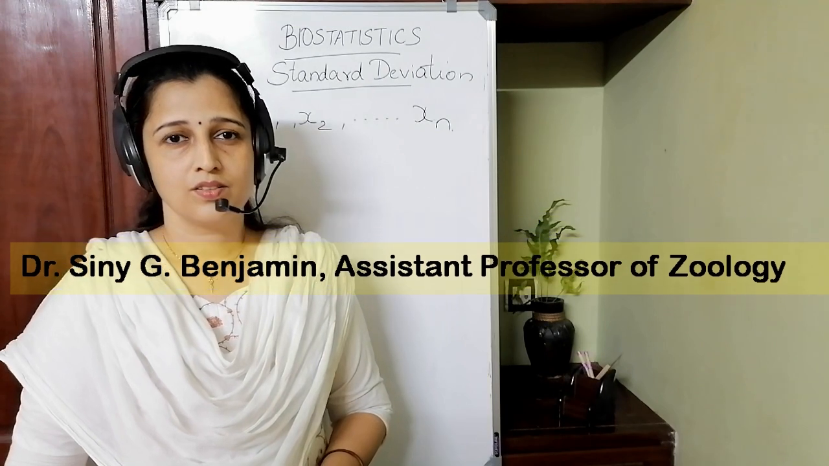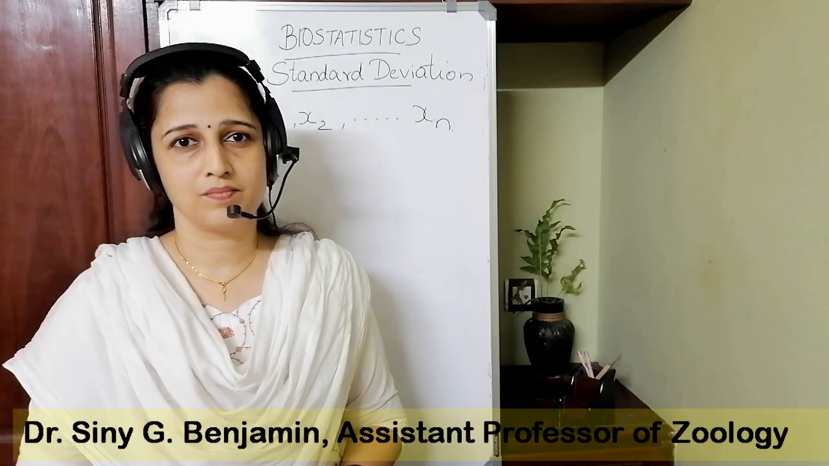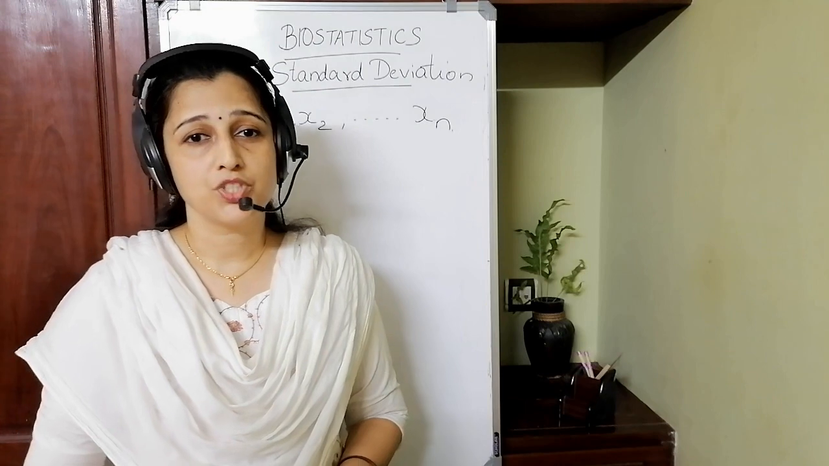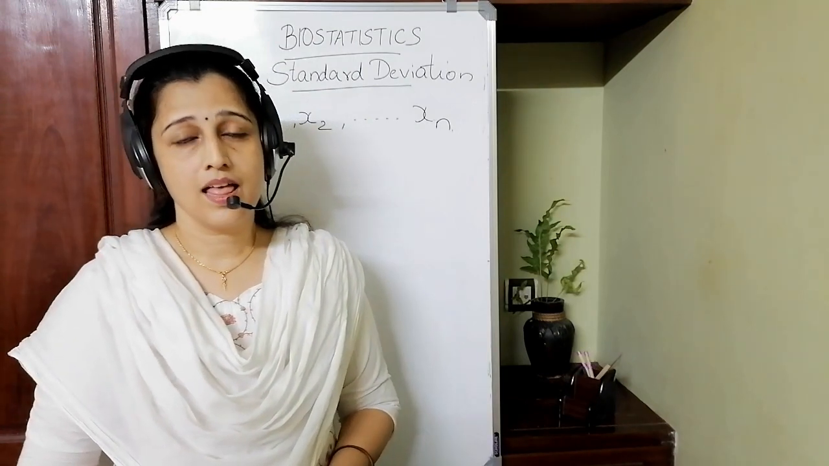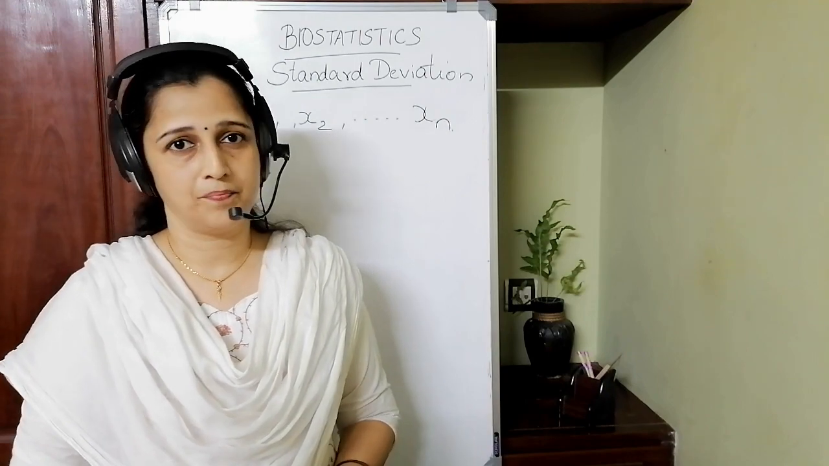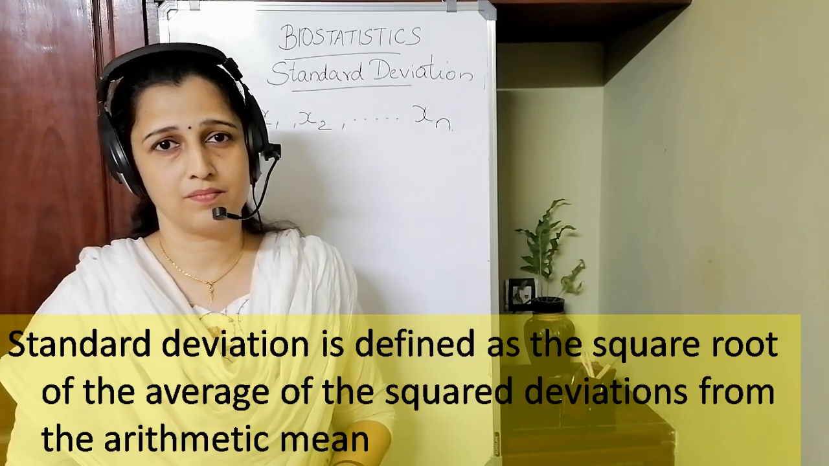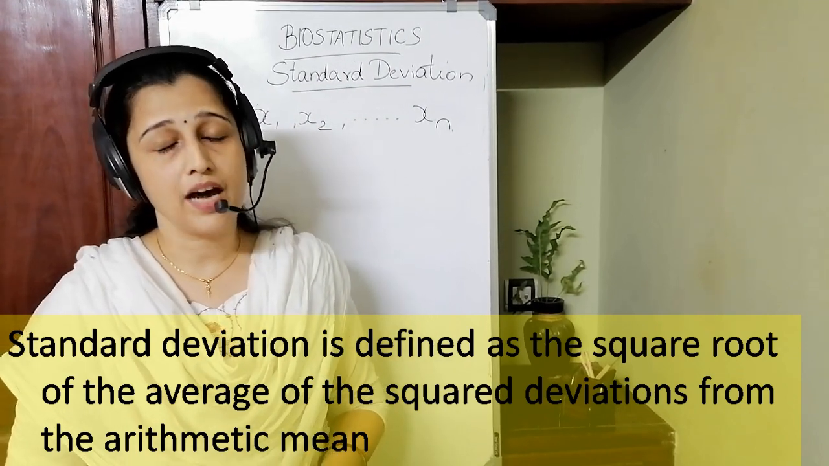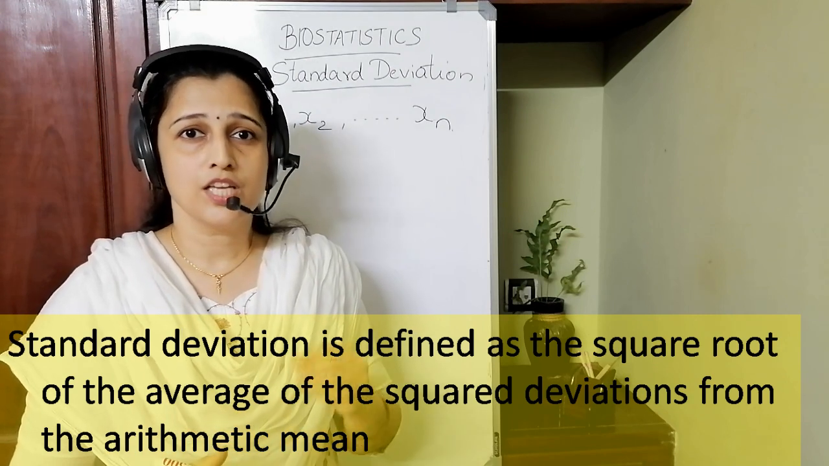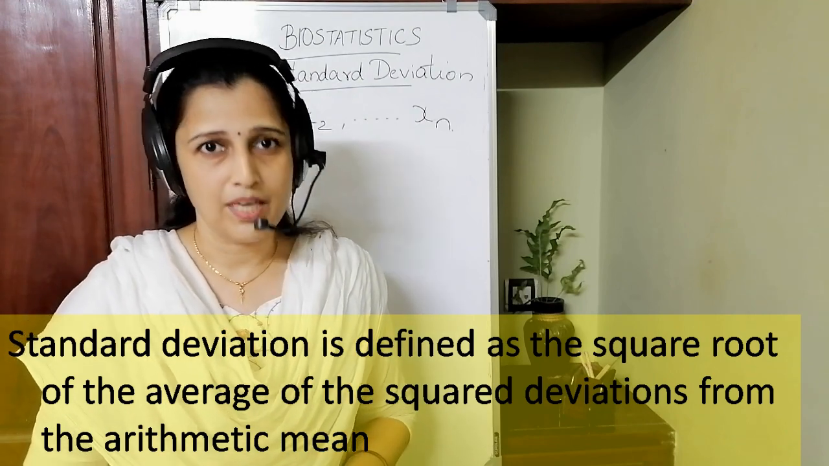Welcome all to the next tutorial in biostatistics about standard deviation. Standard deviation is one of the most important measures of dispersion that is widely used in biological data. Let's see the definition of standard deviation. Standard deviation is defined as the square root of the average of the squared deviations from the arithmetic mean.